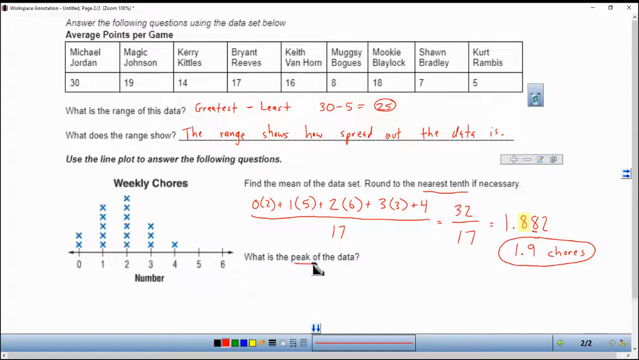All right, what is the peak of the data? So when we think of a mountain, the peak is all the way at the top. I did mention already what the peak was. The peak here is 2 because it has the highest number of data points. It's the most number of data points. So the peak of the data is 2.